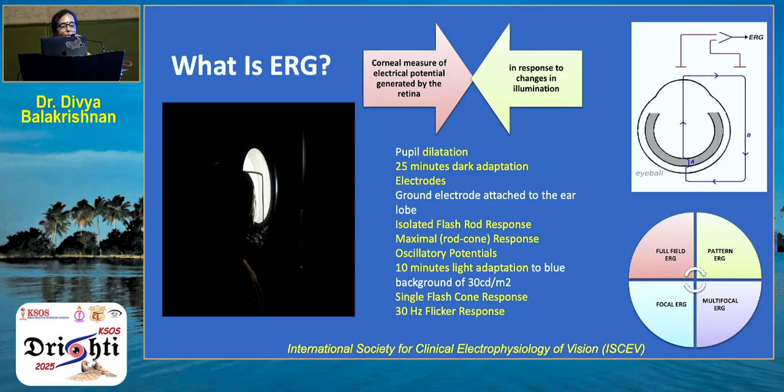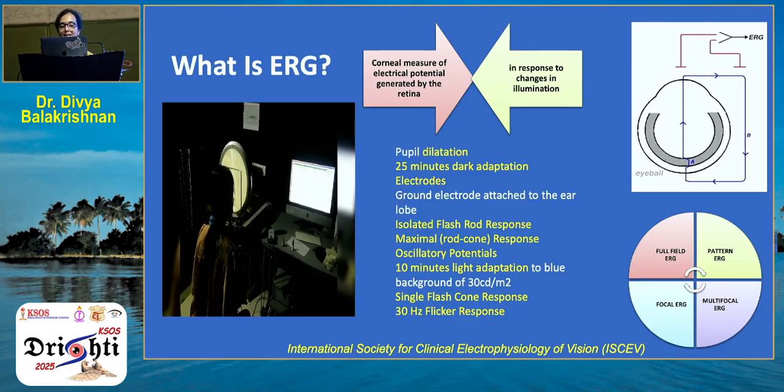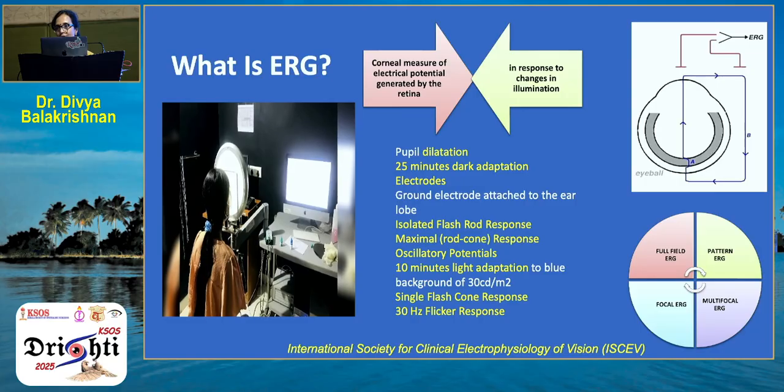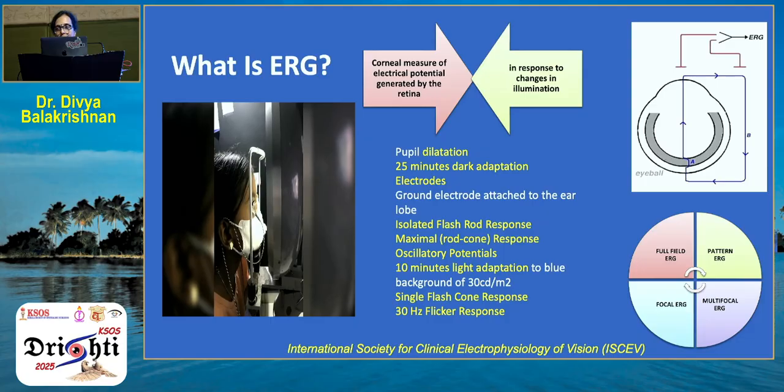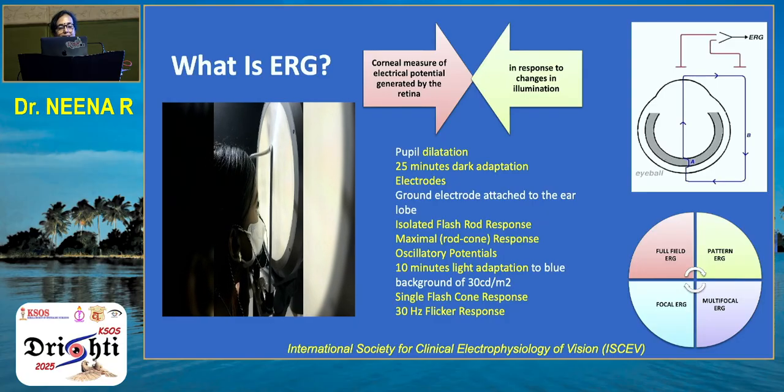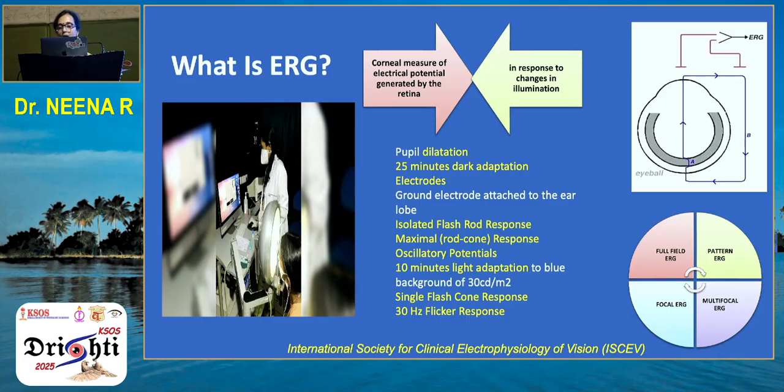And so how is it done? You can see in the picture, after pupillary dilatation, the patient is subjected to 25 minutes of dark adaptation, and electrodes are applied, and the dark adapted responses are recorded. Then 10 minutes of light adaptation is performed, and the light adapted responses are recorded. So basically, when we talk about ERG, we are talking about flash ERG or full field ERG. Then there is a pattern ERG, there is a multifocal or focal ERG.